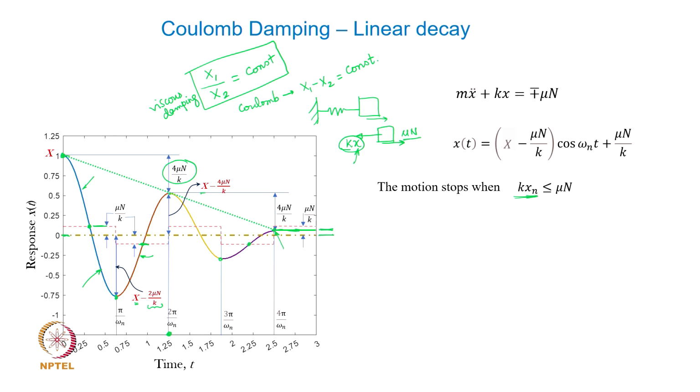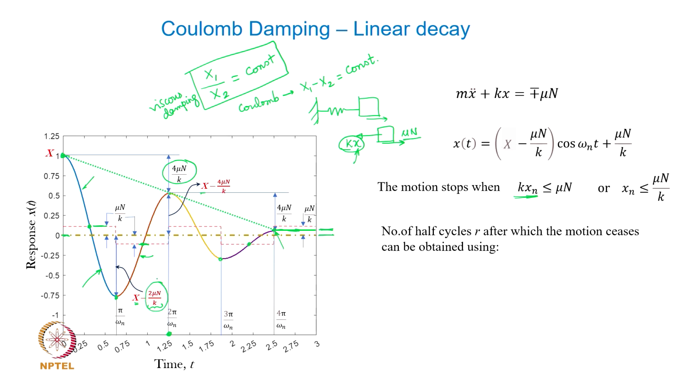Now, it is possible to get a relationship as to after how many half cycles this will happen, right. So, what we can say is that if R represents the number of half cycles, and we know that after each half cycle there is a reduction in the amplitude by 2 mu n by k.